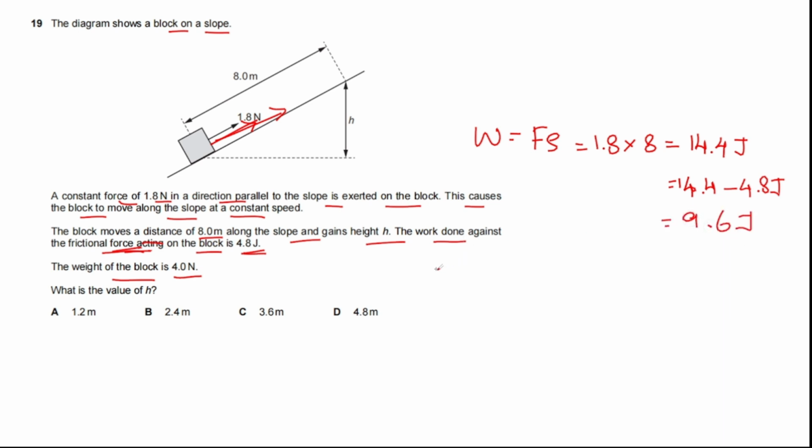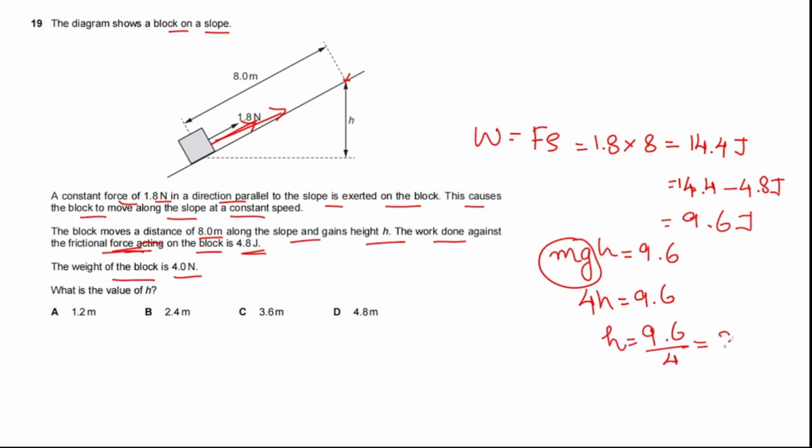So this is what goes to the gravitational potential energy, which is mgh. That is equal to 9.6. Here it is given that the weight, which is mg, is 4. So 4h is equal to 9.6, which means that h is equal to 9.6 divided by 4, that is 2.4 meters. So the correct option is option B.